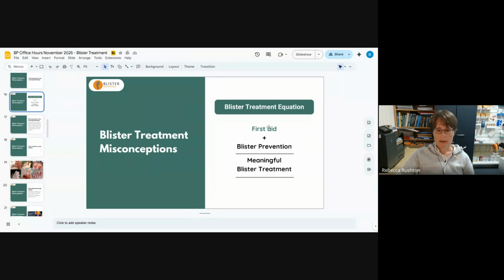So the dressing part really only comes into the first aid component of the blister treatment equation. It's not doing nearly enough for this. So if this is all you do and you put a real fancy Mepilex or whatever it happens to be on, don't think you're providing meaningful blister treatment, especially in an athletic or an occupational setting where this person has to be on their feet.